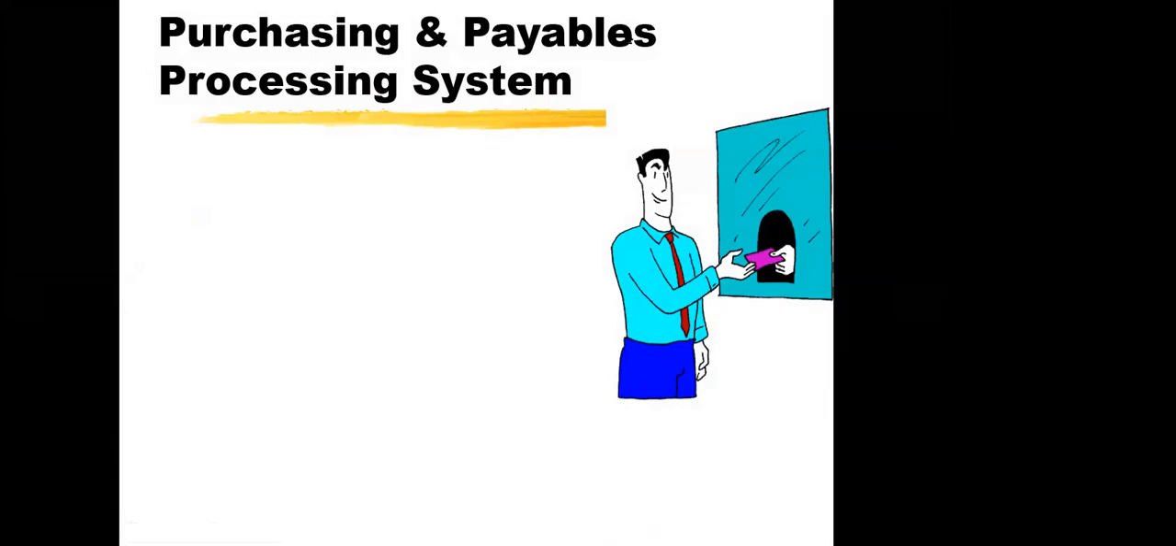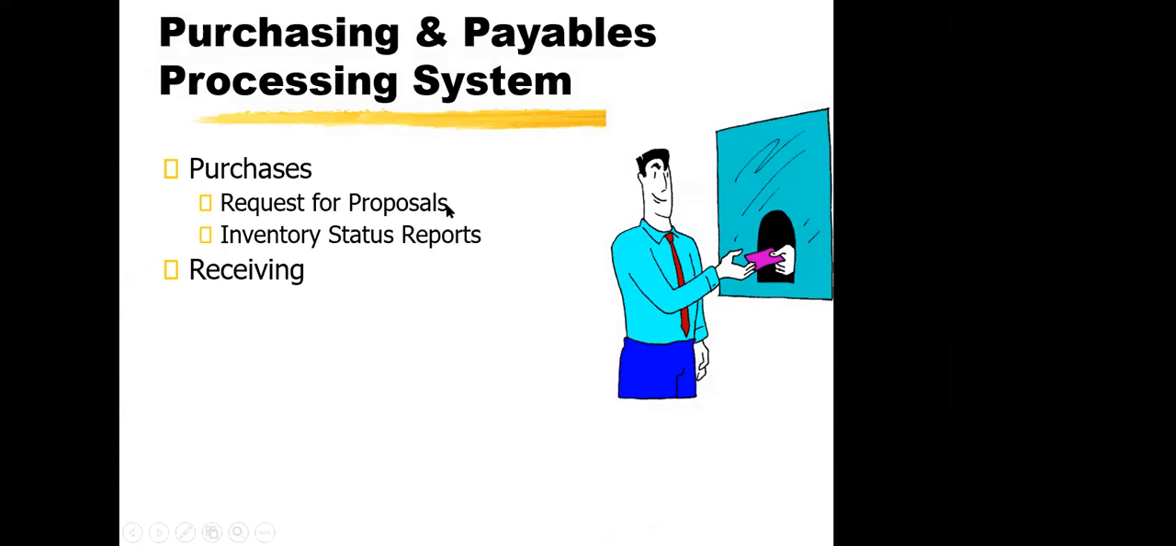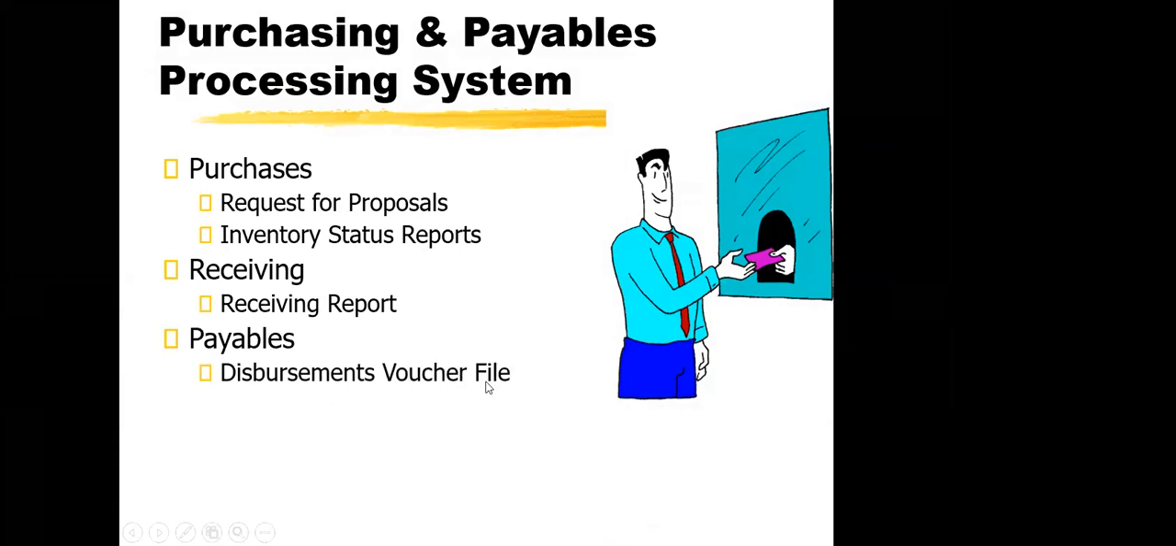Okay, purchasing and accounts payable processing system. Before we enter checks, you need to do all this: purchasing, request for proposal, inventory status reports that I told you we need to check how many we have in stock, receiving files, the receiving report, and payables, we'll have the disbursement voucher file. Each one could be for each vendor, a little file to say that this is already processed and this is complete.